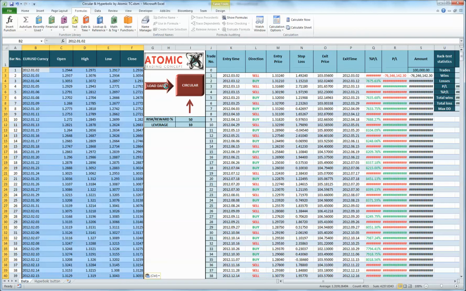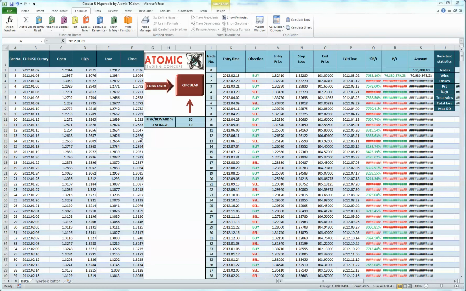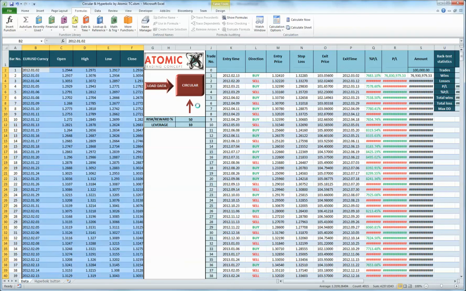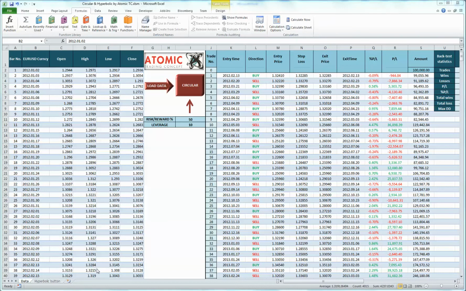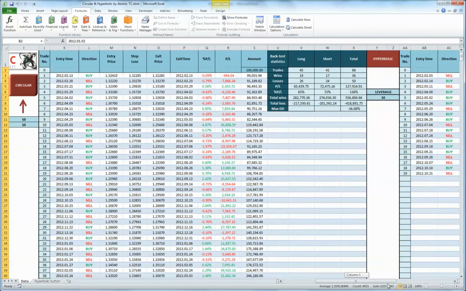As I said before, I will click the Load Data arrow-shaped button. I have my risk reward at 50%, meaning that I risk half of what I might win on each trade, and I set the leverage to 10. I click on the circular button and in just a few seconds I'll have my results displayed. You can see that until now on the closed trades I have a profit and loss of 138% with 86 trades.